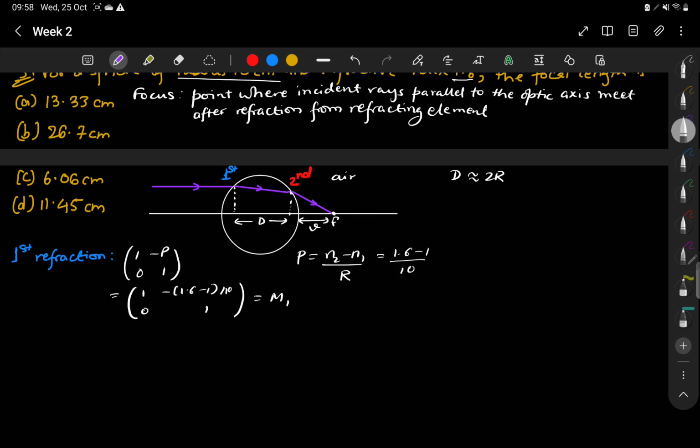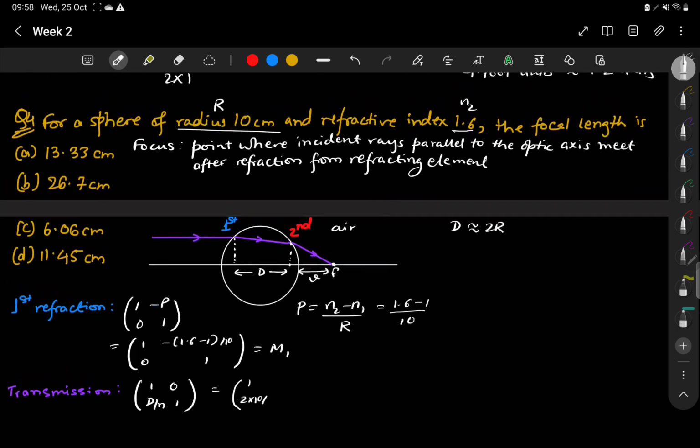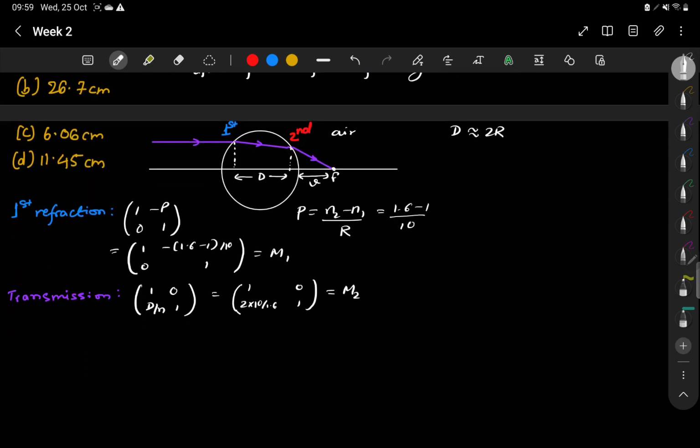Then we have transmission in the sphere, and the matrix for transmission is very simple. It's given as follows. And D is 2 times R, so 2 into 10 divided by N. This is N into, which is equal to N. This is my second matrix.